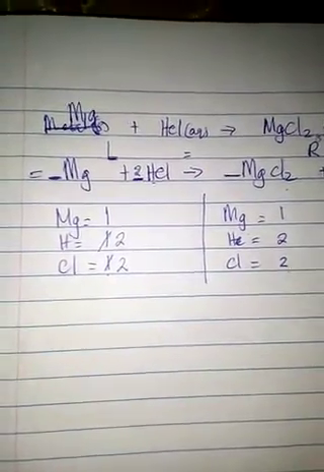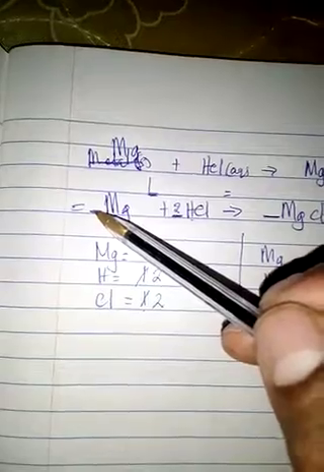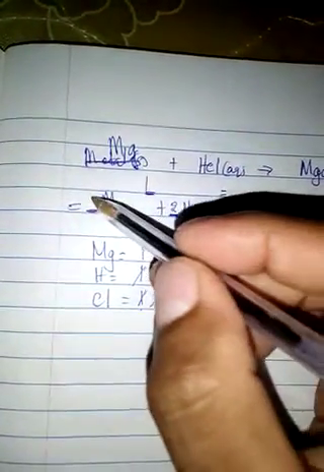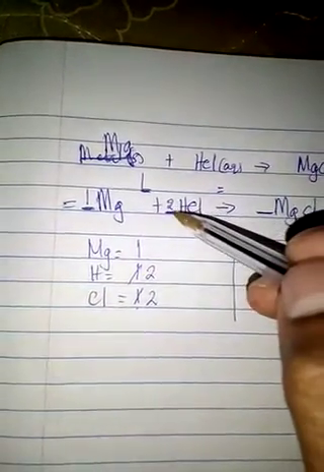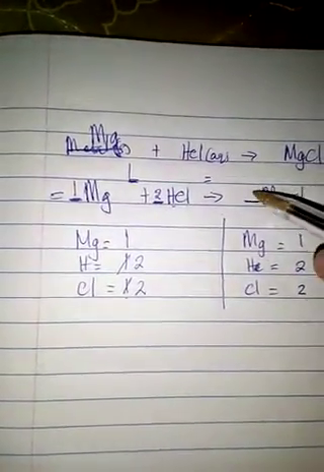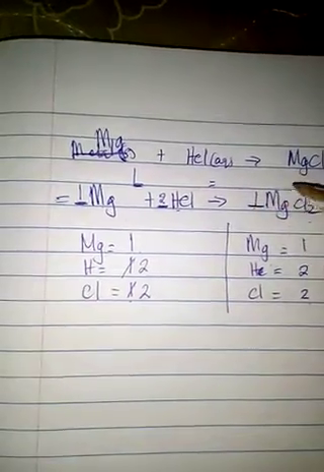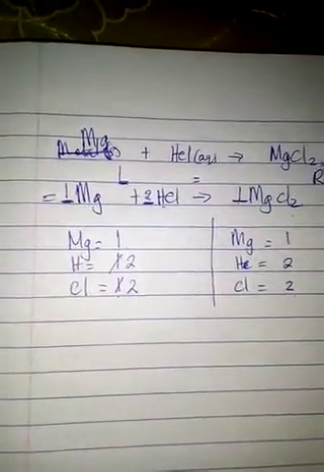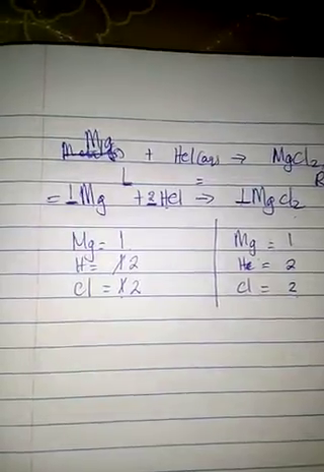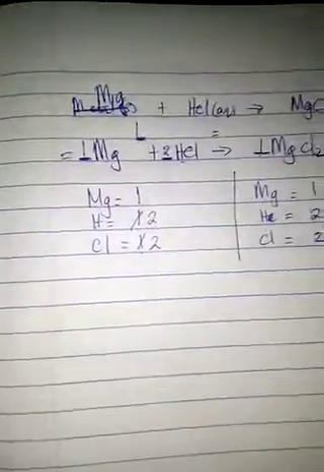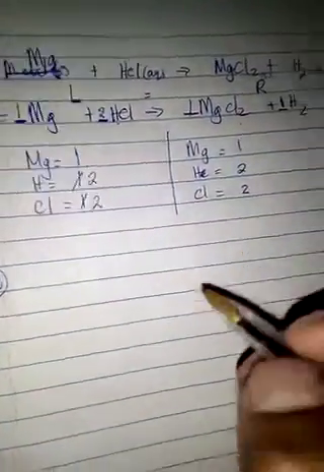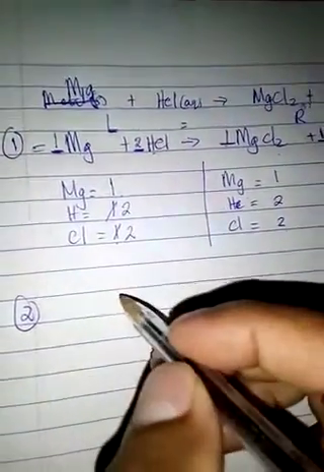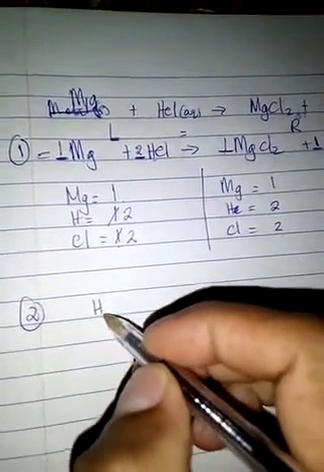So what you need to do is look at these numbers in front. Because 1 multiplied by 1 magnesium gives you 1. And here we have 2 and here we have 1, because 1 multiplied by the others will still be the same, and do the same for the last one. That's how you balance the chemical equation. That's number 1.